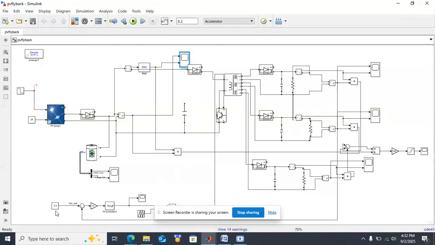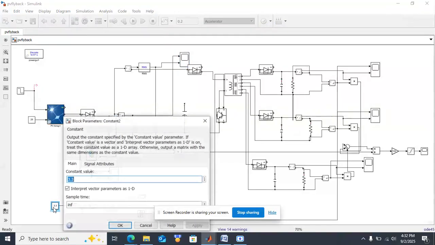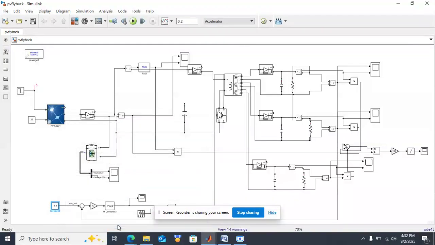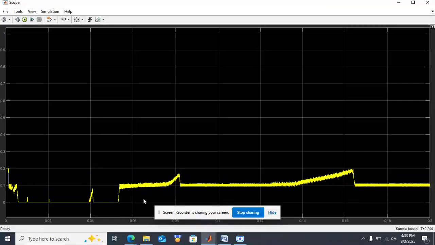And this is the voltage control loop. Here I have provided 3.3 volts as the reference, and that is compared with the load 1 voltage, and the error is given to per unit conversion and the error amplifier. The amplified error is given to the PI controller. The PI controller generates the duty ratio. This is the duty ratio.